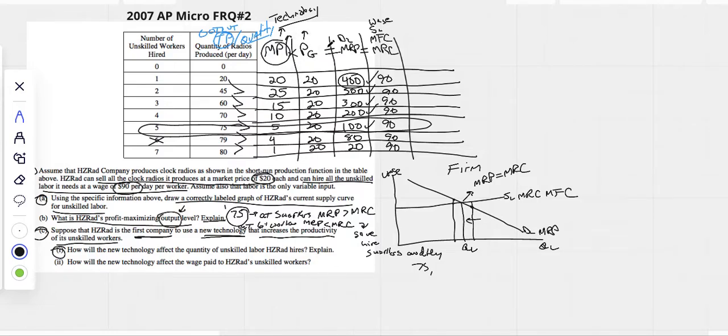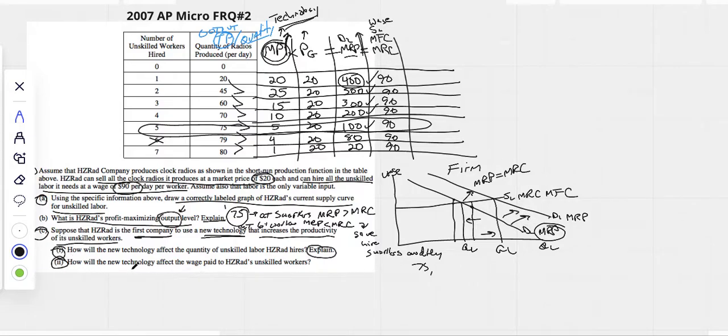So if marginal product goes up, we know marginal revenue product has to go up. So if our marginal revenue product goes up, it's going to shift our demand for labor curve to the right. Marginal revenue product increases, and we would hire more workers. I hope we can see that. And we would explain it exactly like that. Since Hazrat is the only company with the new technology, it would affect their marginal product. Therefore, their marginal product would increase due to the technology. Therefore, their demand for labor, marginal revenue product curve would shift to the right.